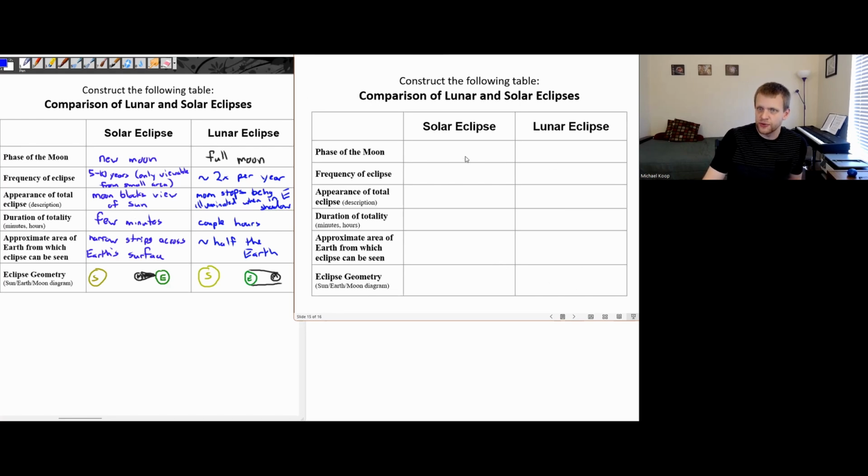So again, filling out the rest of this table is probably going to be helpful. Again, noticing those eclipse season patterns and why we don't get a solar and lunar eclipse every single time the moon orbits around the Earth.